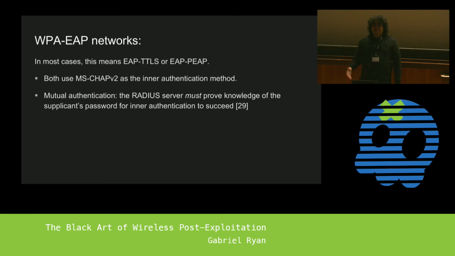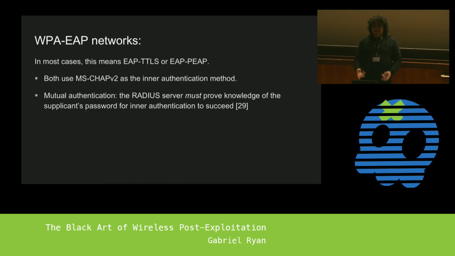Obviously we're talking about EAP networks, so we're going to have to build off of this and make it work with EAP. When we talk about EAP, as we mentioned, in most cases this is going to be EAP-TTLS and EAP-PEAP. And both of these use MS-CHAPv2 as the inner authentication method. The interesting thing about MS-CHAPv2 is that it's a mutual authentication protocol. Essentially, the client device has to prove knowledge of its own password by sending a challenge response to the server. But then after that happens, the server actually has to prove knowledge of the victim's password back to the victim.